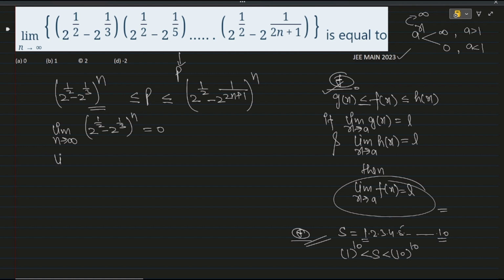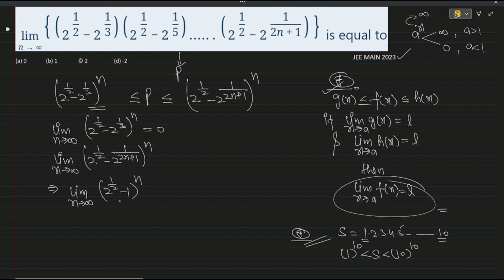In a similar way, if you take another function, limit n tending to infinity of 2 to power 1 by 2 minus 2 upon 2n plus 1, to the whole power n. First of all, put infinity here. So 2 to power, 1 upon infinity will be 0, and 2 to power 0 will become 1. So your question becomes limit n tending to infinity of 2 to power 1 by 2 minus 1. Got it? Now this value, 2 to the root 2 is 1.4 something, minus 1.